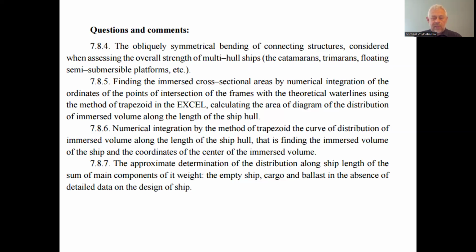7.8.7, the approximate determination of the distribution on the ship length of the sum of main components of its weight: the empty ship, cargo, and ballast, in the absence of the detailed data of the design of the ship. At the initial stages of the ship design, we have to do the calculations and the check of the strength preliminarily, but sometimes we do not have enough information about the actual distribution of the load.